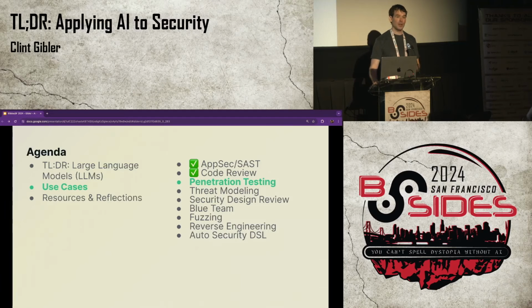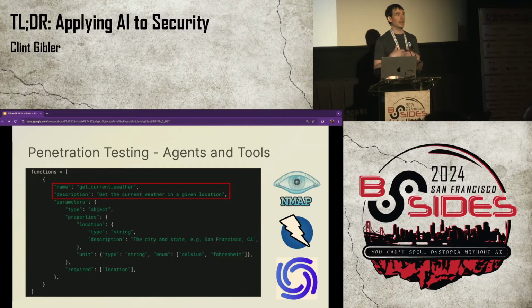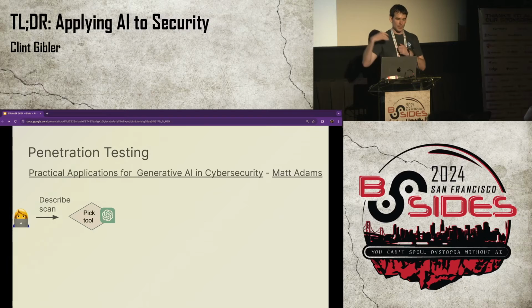Okay, moving right along, penetration testing. So we talked before about agents and tools. For example, letting it talk to a weather API, but we are security professionals, so why not give it access to security tools like Nmap, Zap, Nuclei, and more. Okay, so Matt Adams had a nice talk that I'm going to reference a few times.